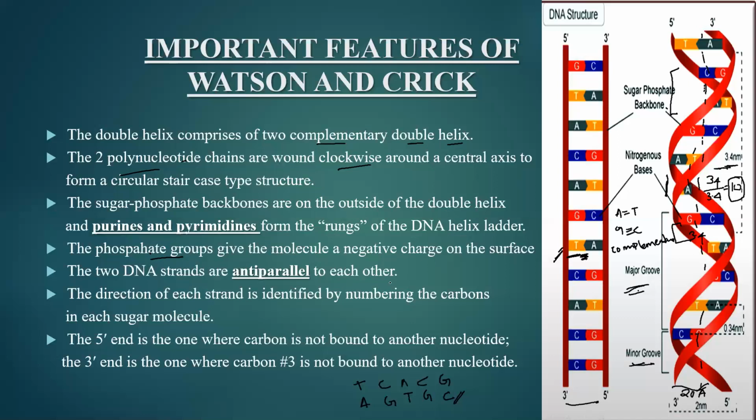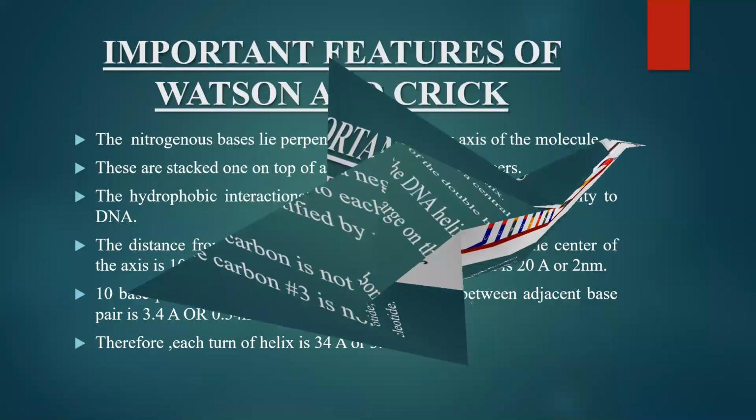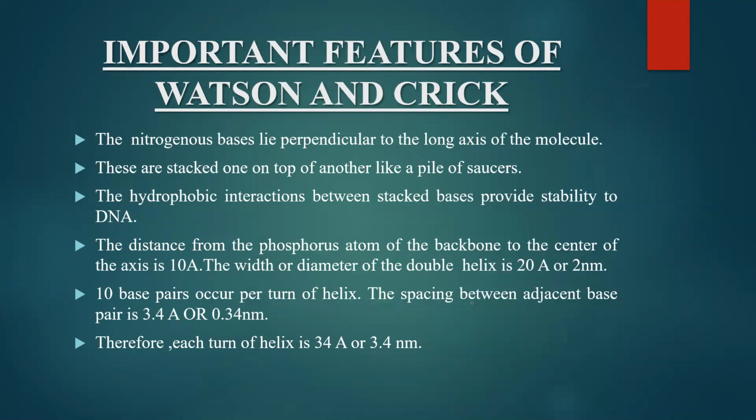The two DNA strands are anti-parallel. The direction of each strand is identified by the numbering of carbons in the sugar molecule, which I have mentioned in my previous videos. The 5 prime end is the one where the carbon is not bound to another nucleotide, and the 3 prime end is likewise a free end. We have covered this in our previous lecture on the molecular structure of DNA. Continuing with the important features of Watson and Crick, the nitrogenous bases lie perpendicular to the long axis of the molecule and are stacked one on top of the other like a pile of saucers. The hydrophobic interaction between the stacked bases is one of the main interactions, as I mentioned earlier, that provides stability to the DNA.